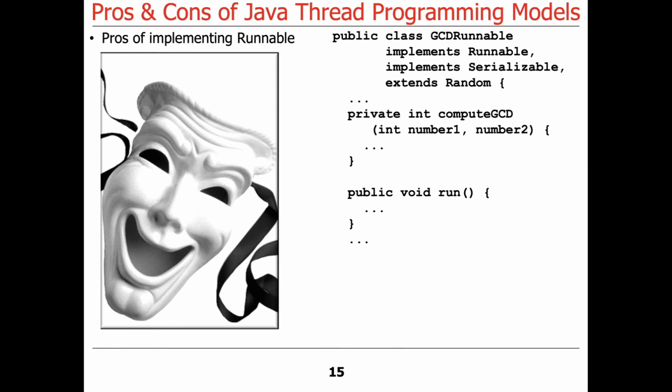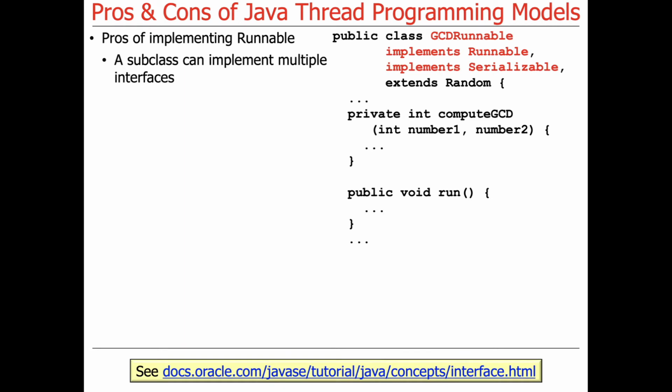So let's take a look at an alternative approach, which involves implementing Runnable. So you can get the same behavior, just a slightly different structure to your code. So keep in mind that one of the pros of using the Runnable approach is that a subclass can implement multiple interfaces. So as you can see here, we have GCD Runnable that implements Runnable, implements Serializable, and extends Random. So you can have a whole bunch of things that you implement, but you can only extend one thing. And that enables us to extend with a different subclass than thread, which could be useful, could be not useful. Honestly, it's usually sort of six of one, half a dozen of another. It's not that big of a deal either way.